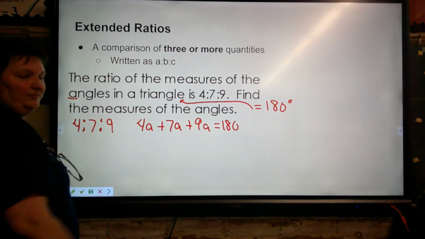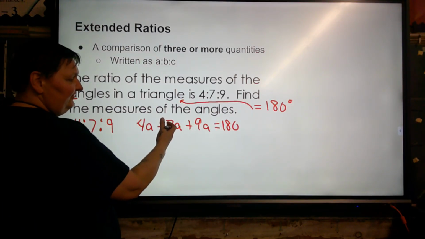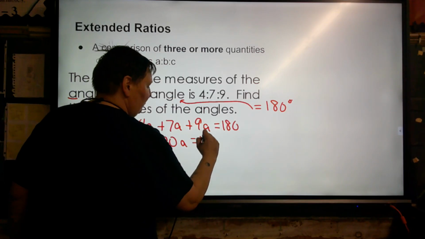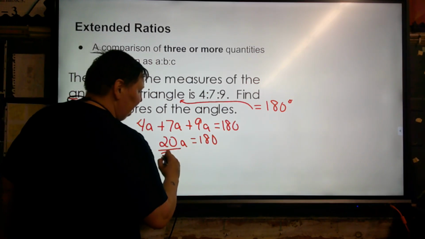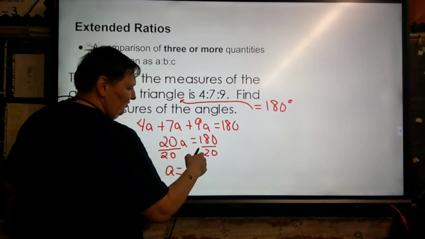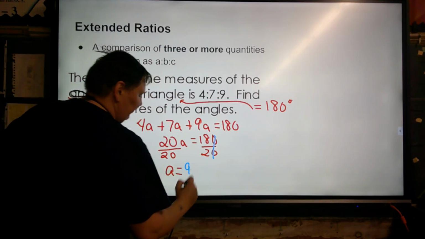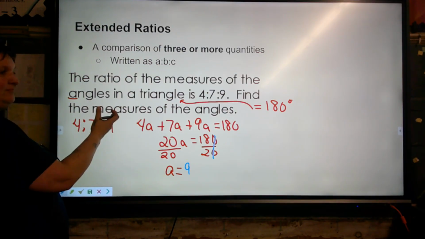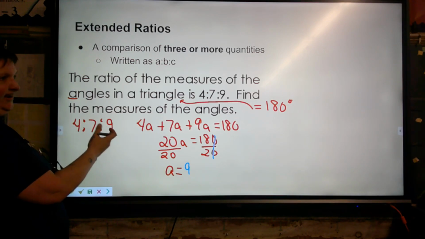They're all the same variable. Just combine your like terms. 4 and 7 is 11, plus 9 is 20. 20A has to equal 180. Get rid of the 20 by dividing. A has to equal, what is that? 18 divided by 2 is 9. Remember, it's not asking for the A. The A is to get the measure of the angles. And our measures are 4A, 7A, and 9A.